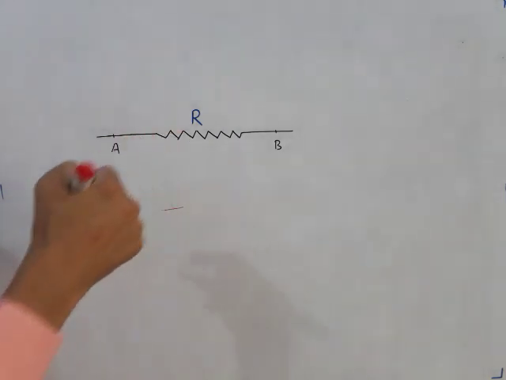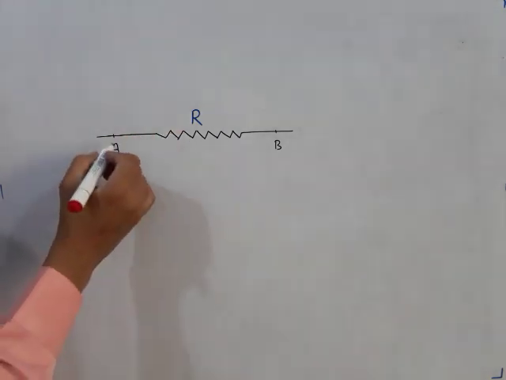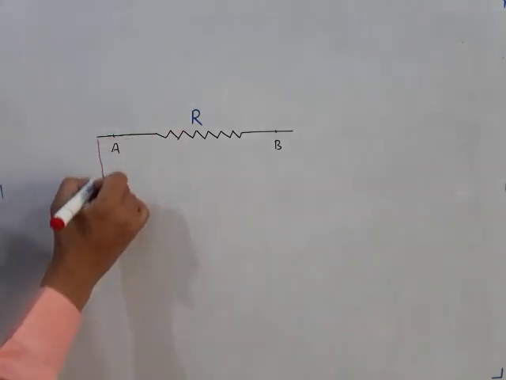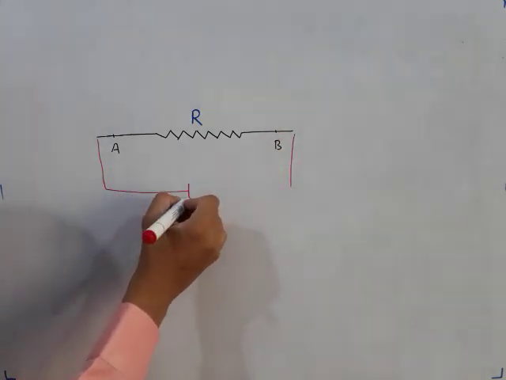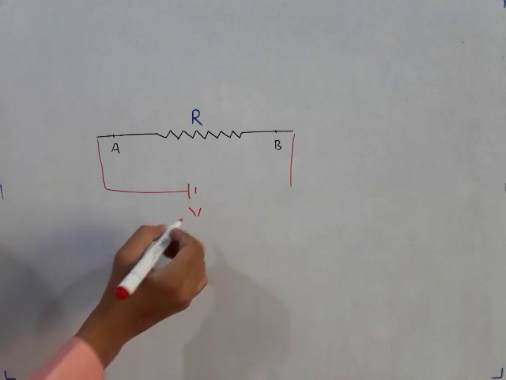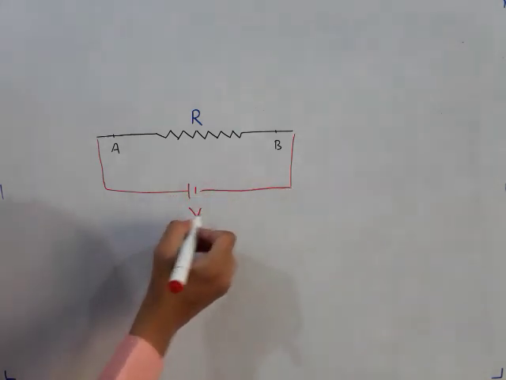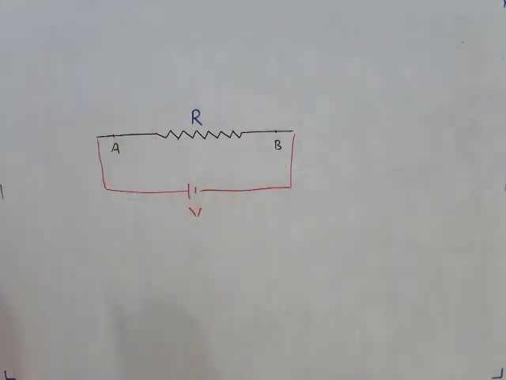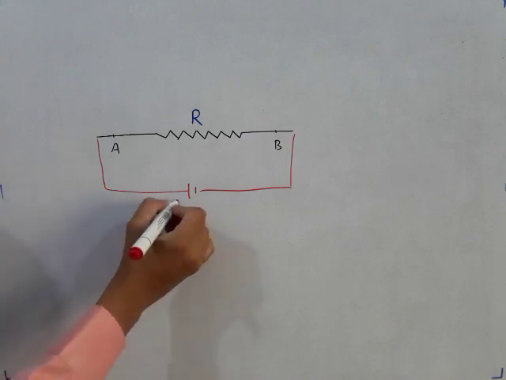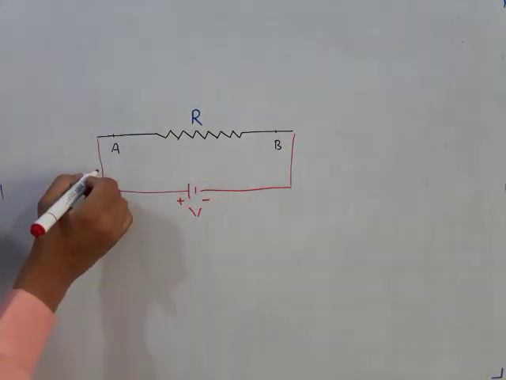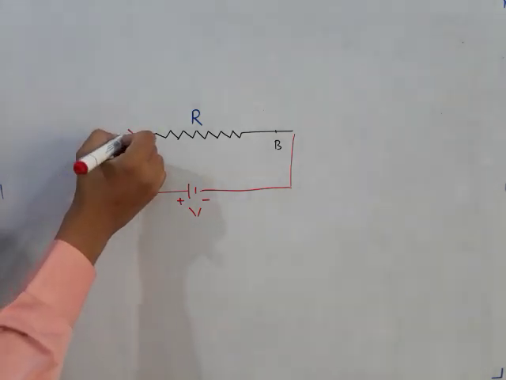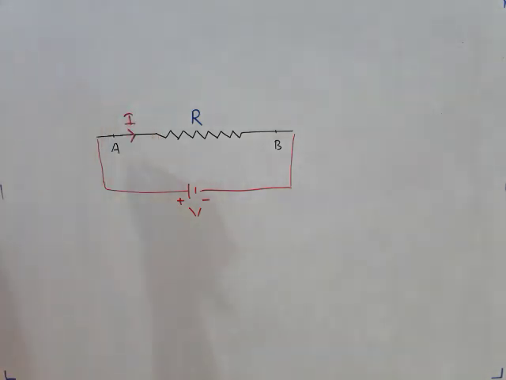If I have a resistor and its ends, I connect it to a battery, that creates a potential difference V between the ends of the resistor. Then the current flows from the positive to the negative terminal of the battery. So there will be some current in the circuit. That current we write as, suppose, I.